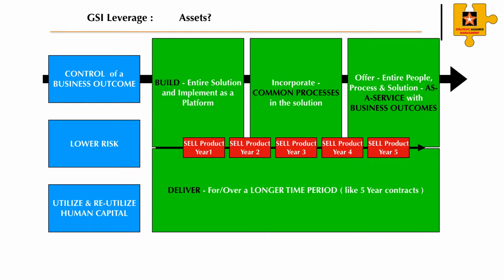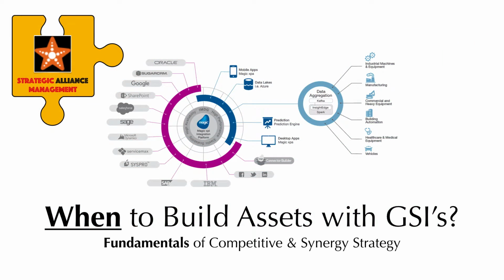Over here, if you can sell your product or embed your product or stitch your product or architect your product inside that same asset, you can sell the same product year on year on year, or maybe sell a large platform deal as a multi-year contract, because a GSI is going to combine all of that and offer it as a service. But nevertheless, you can only do that if you build solutions and assets with these GSIs. Now the question is, when should you build assets with these GSIs?